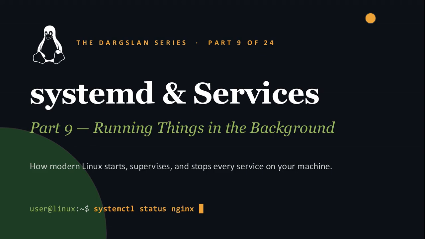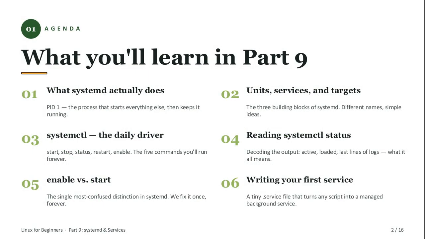This is part 9, and today we're tackling the piece of software that quietly runs almost everything on your machine. Systemd. Think of it as the spine of modern Linux. It boots the system, supervises every background service, and brings everything down cleanly when you shut off. By the end of this part, you'll know the handful of commands you'll use forever, and you'll even write your very first service file. Here's the path we'll take.